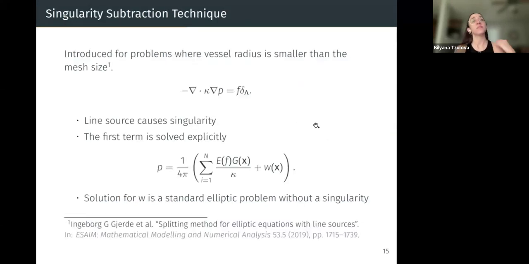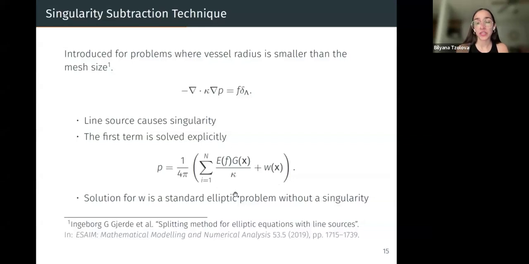So for problems where we have a small center line, we are going to end up getting a singularity if we're solving for the center line directly. So in order to avoid this, we're going to use something called the singularity subtraction technique. So this technique was introduced for problems where the vessel radius was smaller than the mesh size. So rather than refining the mesh around where the center line is located, we're going to define our solution F as the sum of two different terms.